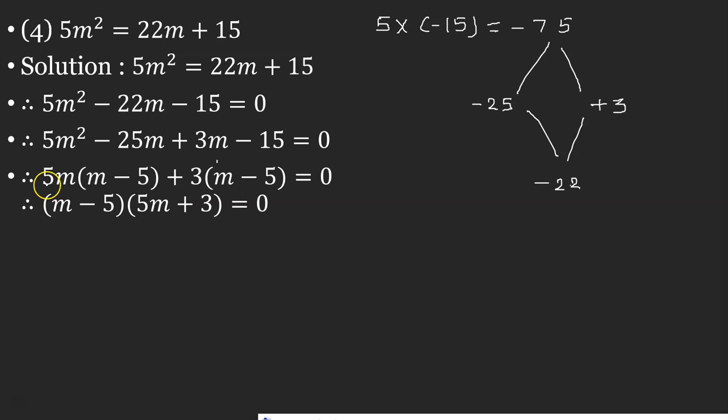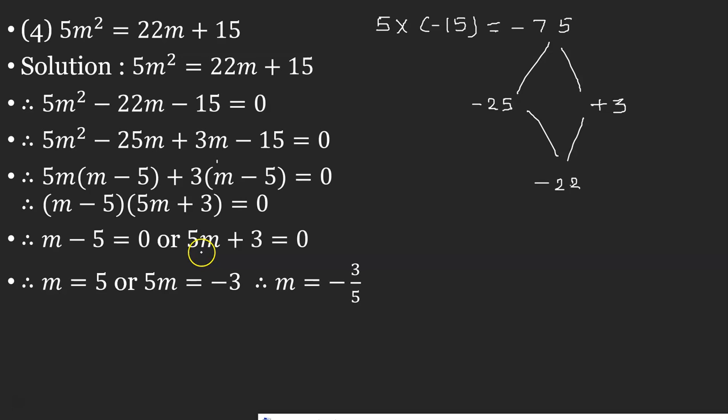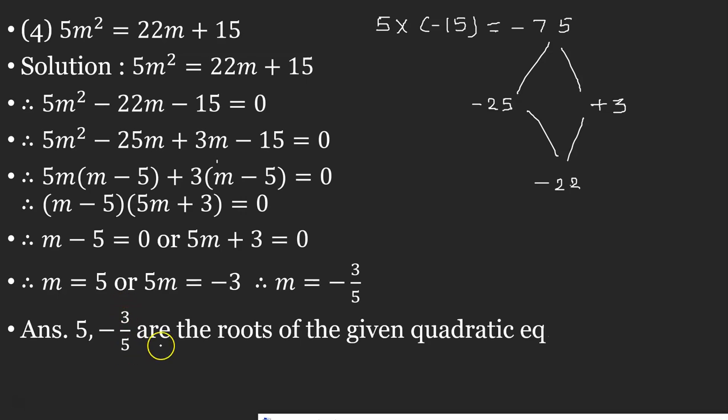What is the remaining term? That is the 5m plus 3 in another bracket. And then, as usual, m minus 5 is equal to 0 and 5m plus 3 is equal to 0. Therefore 5m is equal to minus 3, and therefore m is equal to minus 3 by 5. Okay, and therefore 5 and minus 3 by 5 are the roots of the given quadratic equation.